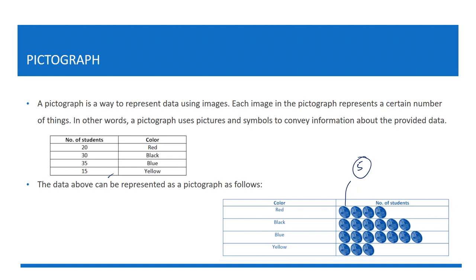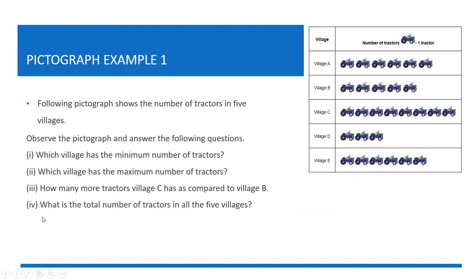Let us go with an example here, right? The following pictograph shows the number of tractors in 5 villages. There are different villages here, village A, B, C, D, E. Here one tractor represents only one tractor. By using this, let us answer the question, which village has the minimum number of tractors?